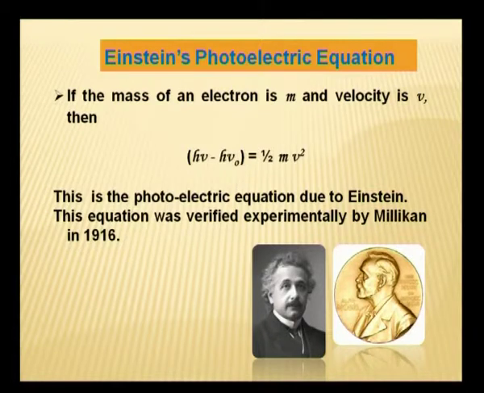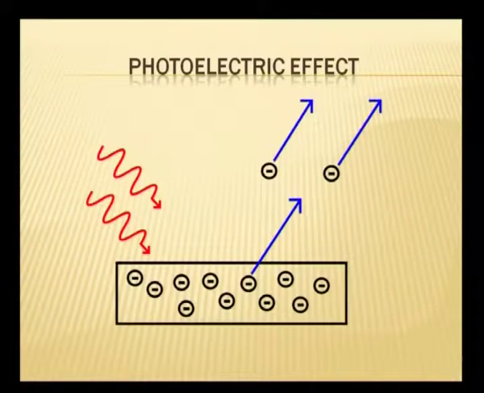What do you have here? I have h nu. What is h nu? It is the energy of the incident photon. If I have a photon with energy 8 electron volt, then what is the work function for potassium? For potassium, I told you in the last lecture, it is 2 electron volt. To remove the electron from the metal, the energy required is 2 electron volt.